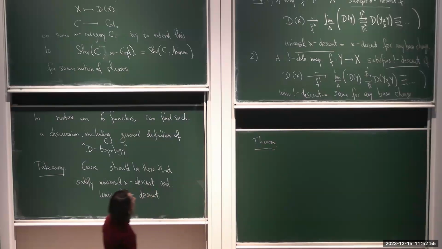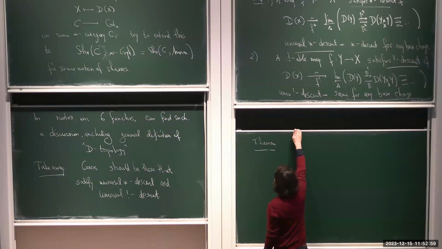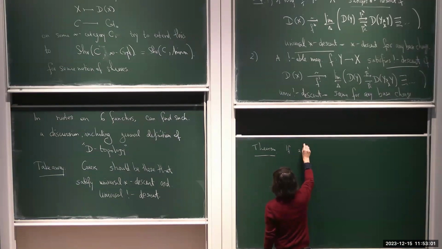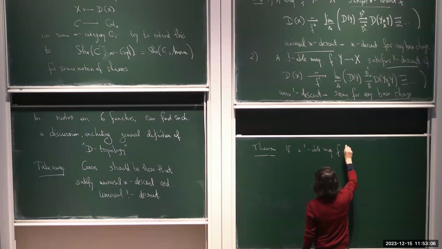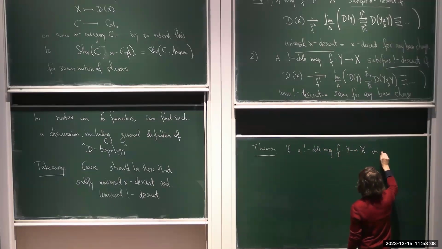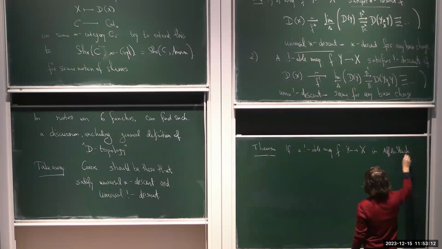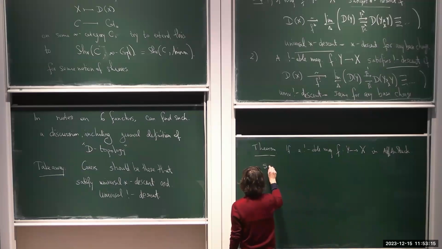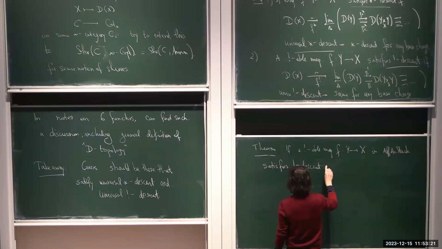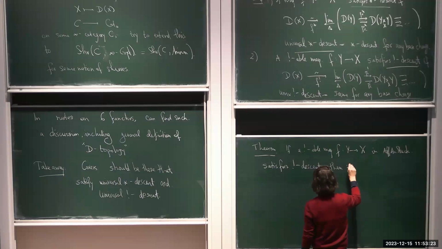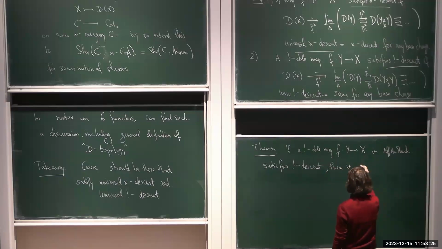So the theorem is that if a shriekable map f from Y to X in F-analytic stacks satisfies shriek descent, then it actually satisfies universal shriek descent and universal star descent.